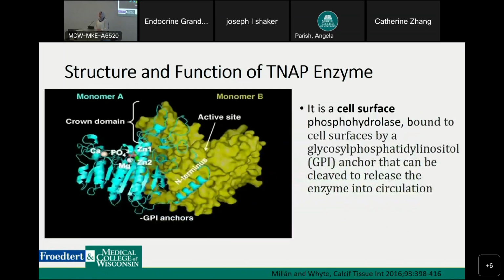So this is the structure of alkaline phosphatase. It's important to note that it's a cell surface phosphohydrolase, and it's bound to the cell surface by GPI anchors. We need the GPI anchors for the function of alkaline phosphatase. That's important to know when we talk about the treatment of hypophosphatasia: just supplementing alkaline phosphatase alone is not enough to treat the enzyme deficiency. It's very important to have the GPI anchors, which help hold the enzyme to the cell surface.